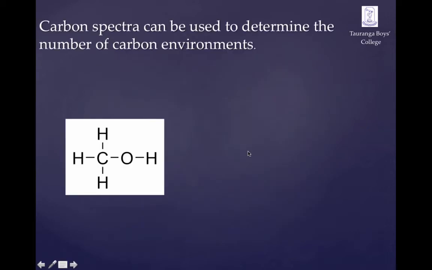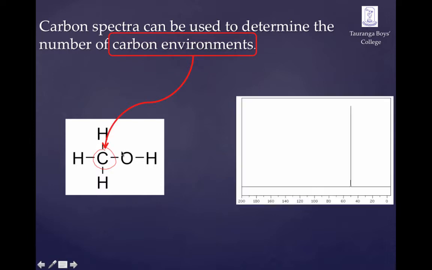For now, if we have a look at the carbon environments, you can see that this molecule, which is methanol, only has 1 carbon atom. This carbon atom here is bonded to 3 hydrogen and an OH group. Therefore, it's only got 1 carbon environment. 1 carbon environment means on the spectrum it's going to have just 1 peak.